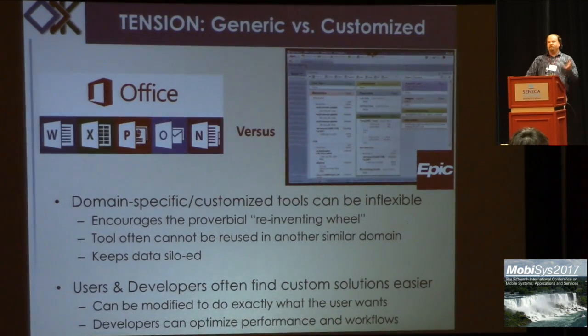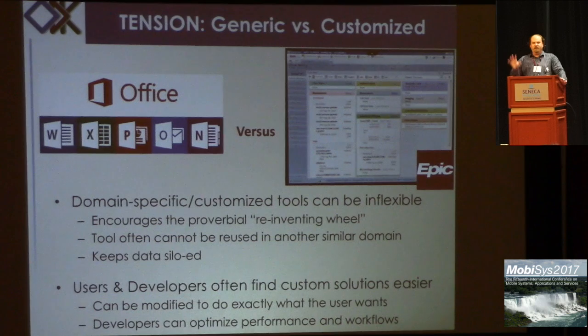So one of the big tensions that exists, I think, in this space is the idea of software platforms that are flexible, and I think a good exemplar of that is Microsoft Office. And then I will use another exemplar, a very customized software. Those of you in the US are aware of our ever-growing medical information systems, Epic. And there's a real push between the two.